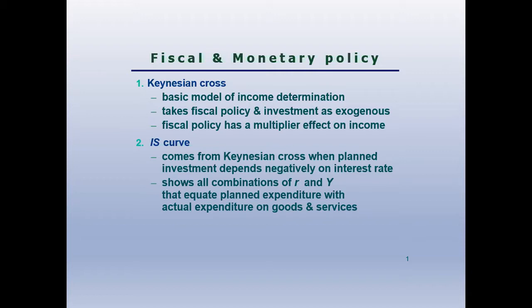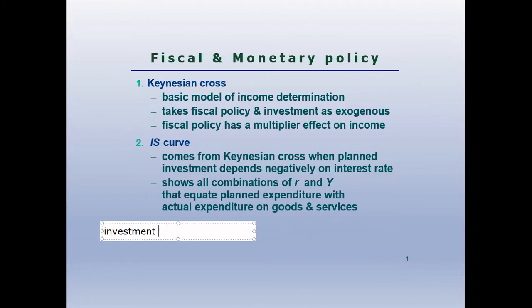The IS curve comes from Keynes, when we are looking at the planned investment. What is the planned investment? And the investment usually has a negative relation. While investment has a negative relation, I need to make investment in a country, and investment is represented by the amount of money I need and I'm going to borrow.